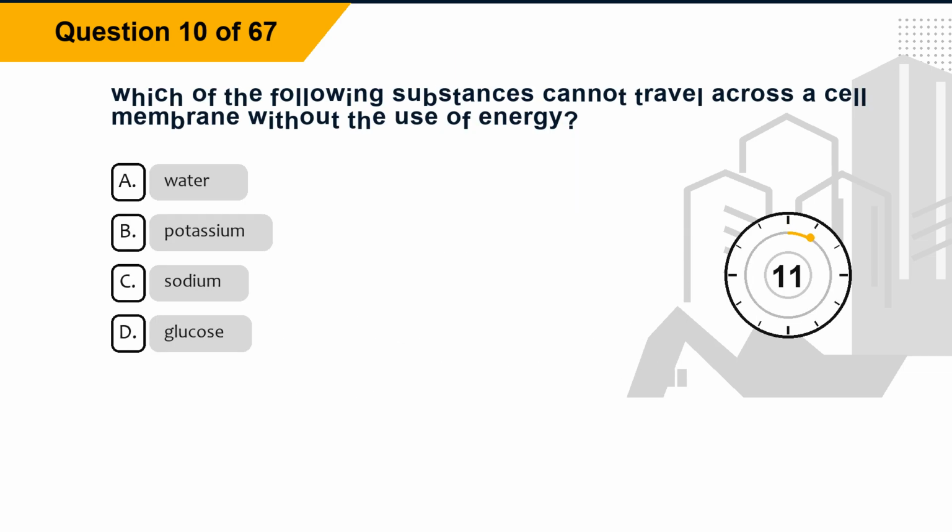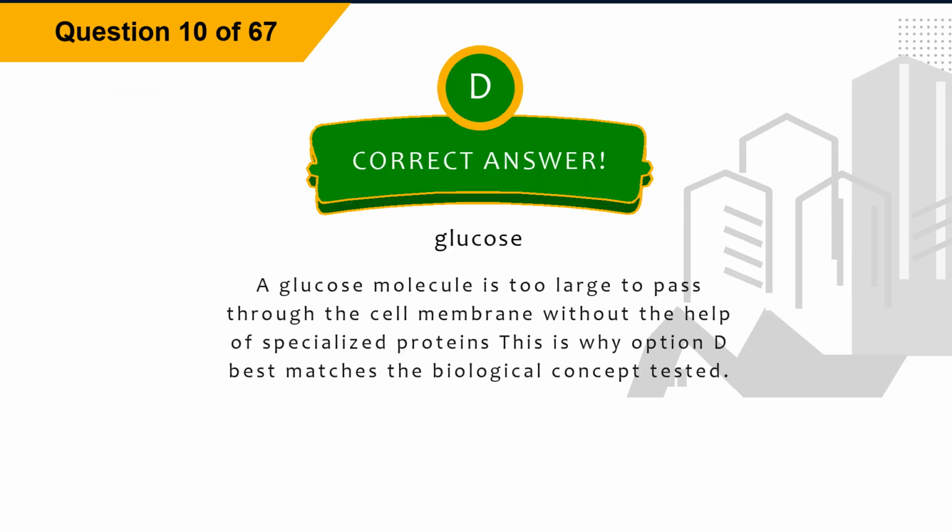Question 10. Which of the following substances cannot travel across a cell membrane without the use of energy? Option A, water. Option B, potassium. Option C, sodium. Option D, glucose. The correct answer is option D.